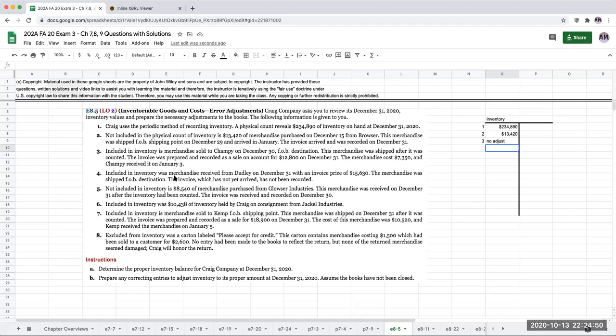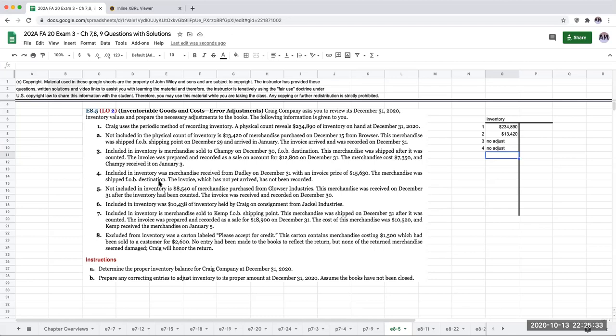Okay. Included in inventory was merchandise received from Dudley on December 31st with an invoice price of $15,630. The merchandise was shipped FOB destination. That's fine. It doesn't matter whether or not the invoice is there. What I more care about is what's included in my physical inventory. So here, this is going to be no adjustment. It's properly in there because it was FOB destination and I received the amount.